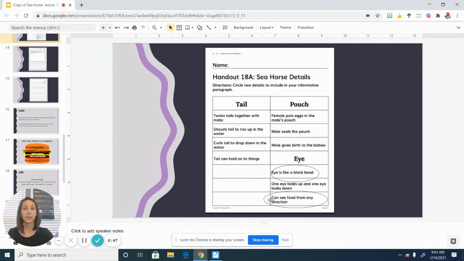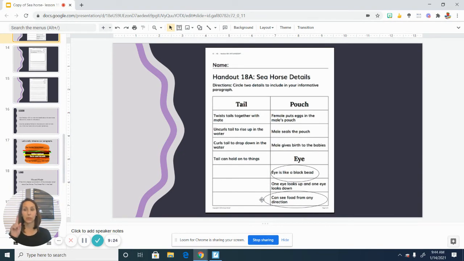And this next one, can see food from any direction. How can I turn that into a complete sentence? Can see food from any direction. I could say something like, a seahorse's eyes can see food from any direction. So I've taken this phrase that's not a complete sentence and I've added some additional words to it, like determiners, like a or the and seahorse, or the seahorse's eyes, and made it into a complete sentence.